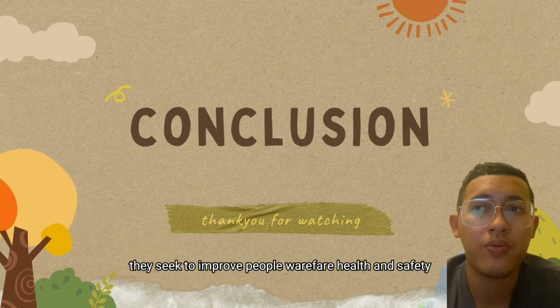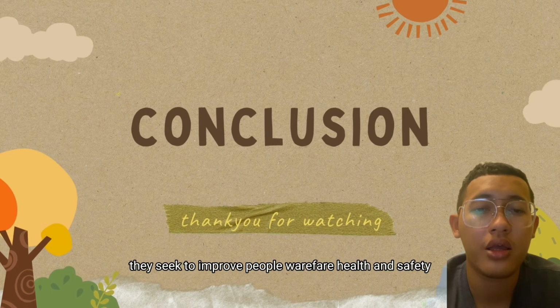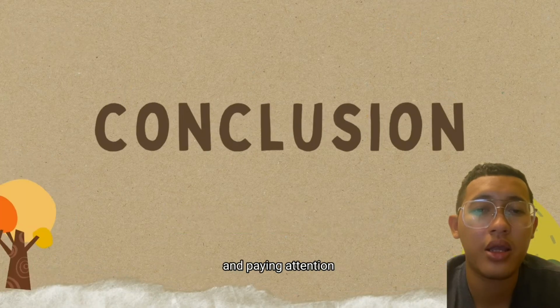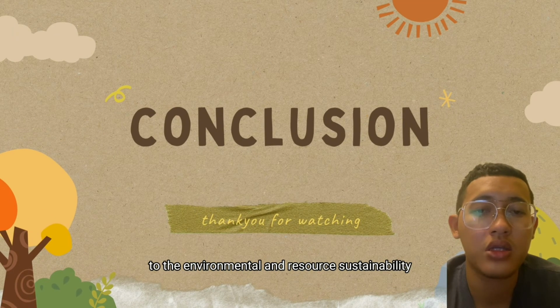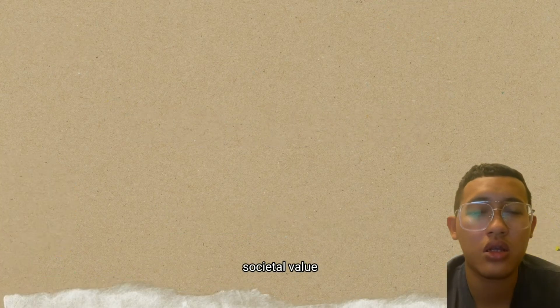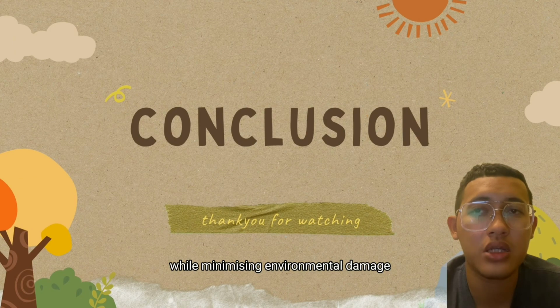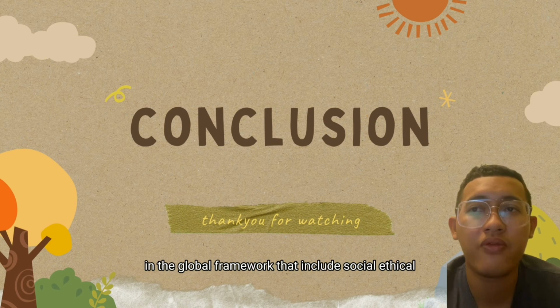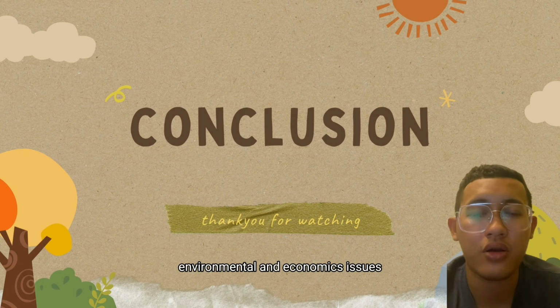For the conclusion, professional engineers have an important and significant role to meet sustainability. They seek to improve people's welfare, health and safety by using as few natural resources as possible and paying attention to the environmental and resource sustainability. Engineers give alternatives and solutions that increase societal value while minimizing environmental damage. Engineers should perform their duties in a global framework that includes social, ethical, environmental, and economic issues.